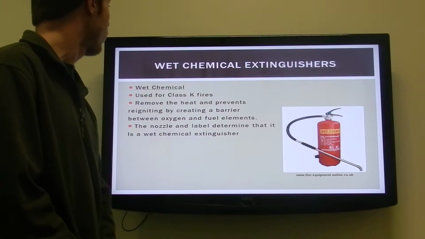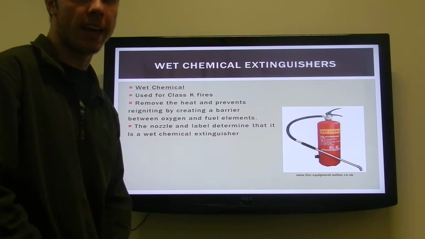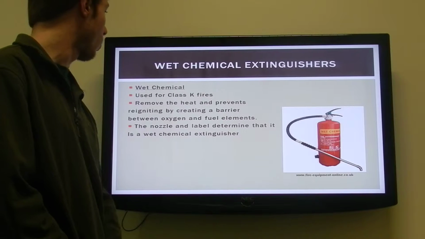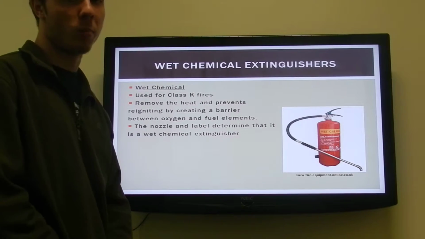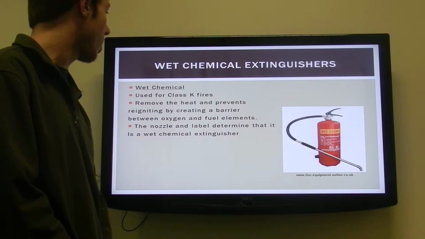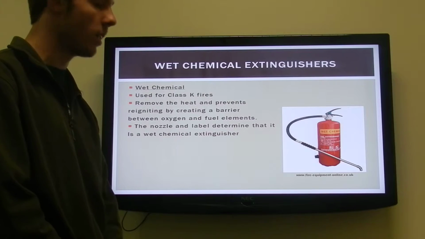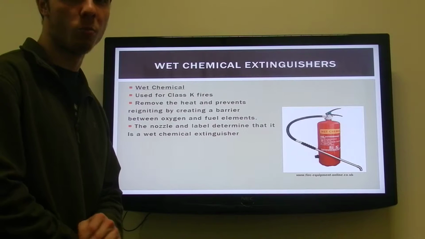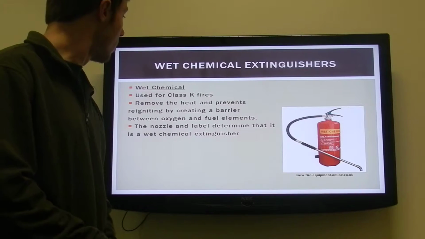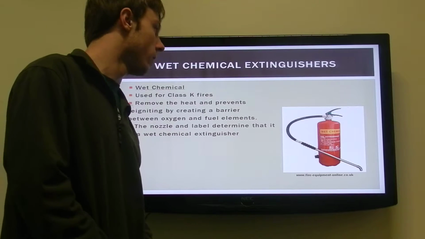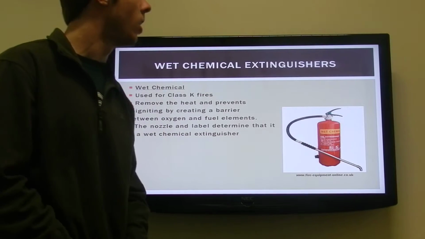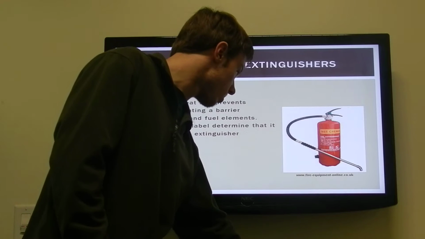Okay, so next we have wet chemical. It's used for Class K fires. It is another stored pressure extinguisher. It removes the heat and prevents reigniting with a barrier between the oxygen and fuel elements. So basically it makes another filmy foam layer. The nozzle, hose, and label help determine that it is a wet chemical extinguisher.